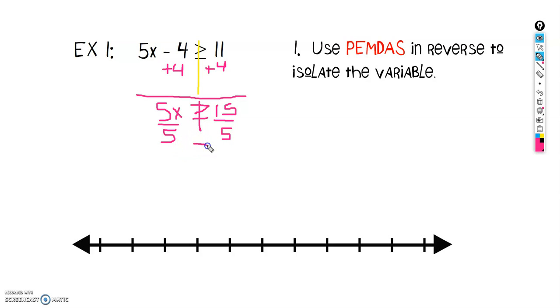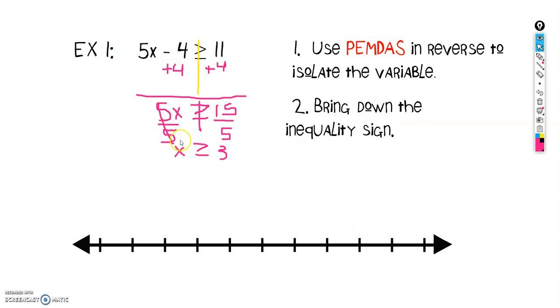Bring down your inequality sign as it is written because I have no negatives. These two cancel. X is greater than or equal to 3. And now we're going to graph that. Oh, I'm getting behind on my steps up here. So bring down the inequality sign, just like what we did. Make sure that's in your notes. And then finally, we're going to go ahead and graph our solution.